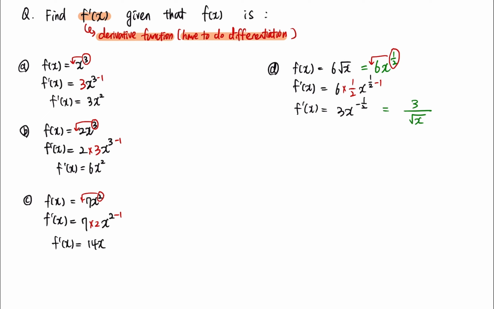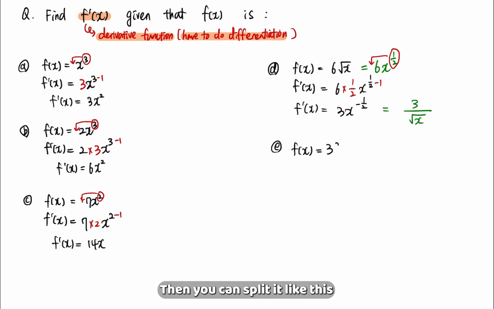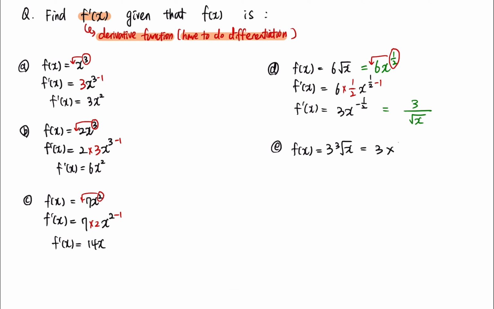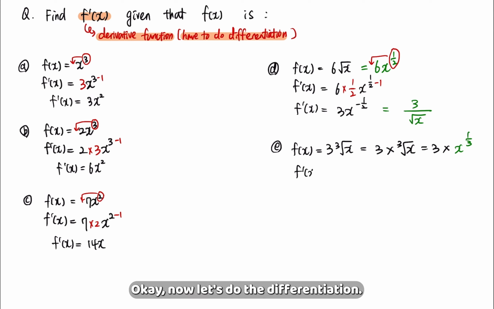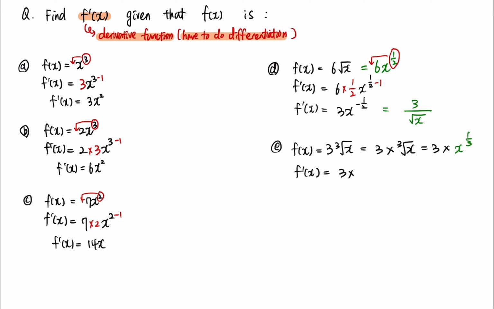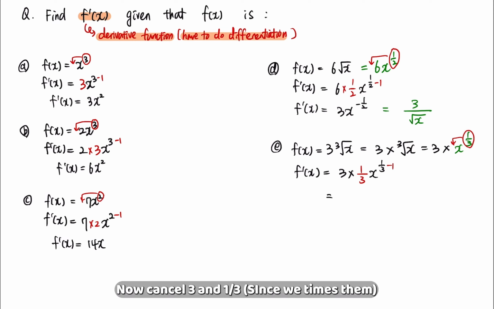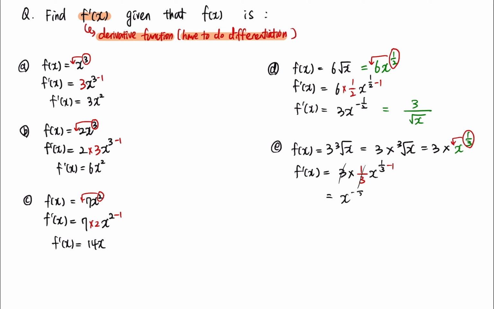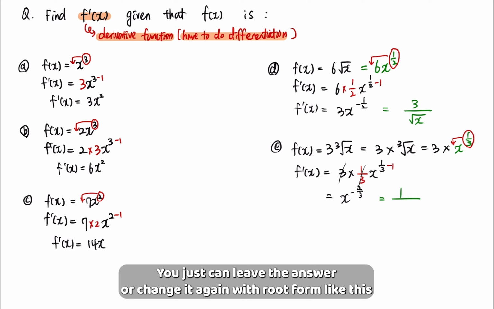For question E, f(x) is 3 times the third root of x. Then you can split it like this and change the third root to x to the power of 1/3 by the indices rule. Okay, now let's do the differentiation. 3 times, move down 1/3 to the front and write 1/3 minus 1. Now cancel 3 and 1/3 and write down x to the power of minus 2/3. You can just leave the answer or change it again to root form like this.